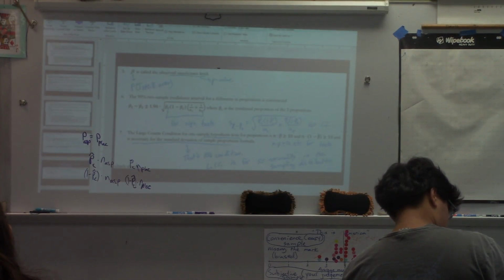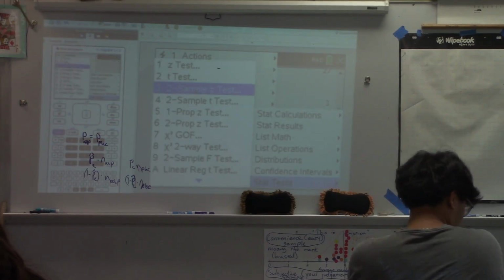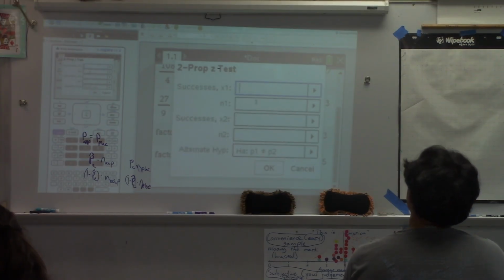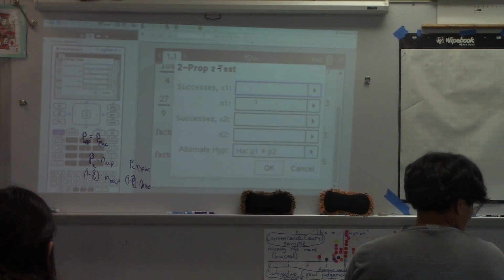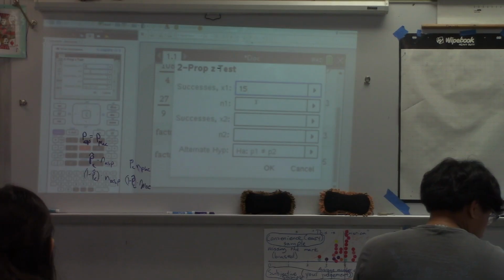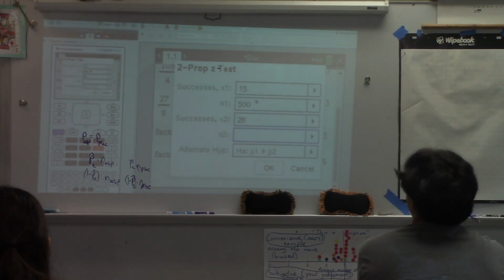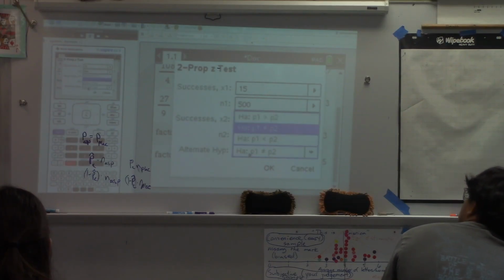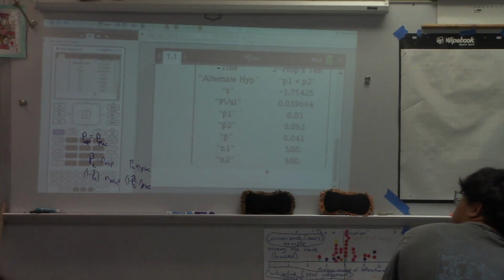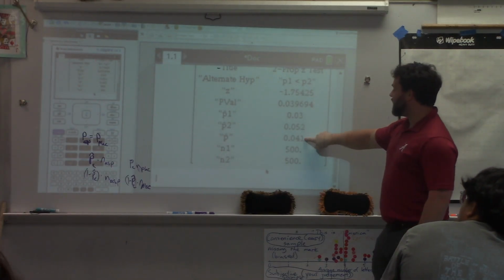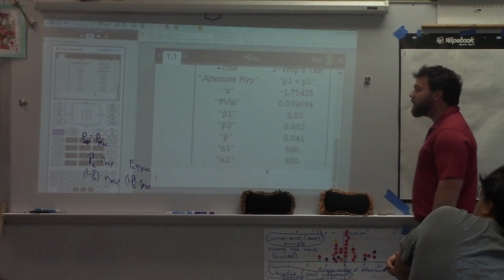Calculator though, reminder: if you take the time to identify that we have a 2 proportion Z test, you go to your statistics test, 2 proportion Z test, and it does the work for us. What was the number of successes in that problem for the aspirin? Aspirin is 15. 15, thank you, that makes way more sense. Sample size? 500. Placebo? 26. And 500. And less than, right? Aspirin is less than placebo? Yeah. Notice it does the work for us. There's my p-value. There's even my combined sample proportion right there. There's my z-score. Draw out your normal distribution.